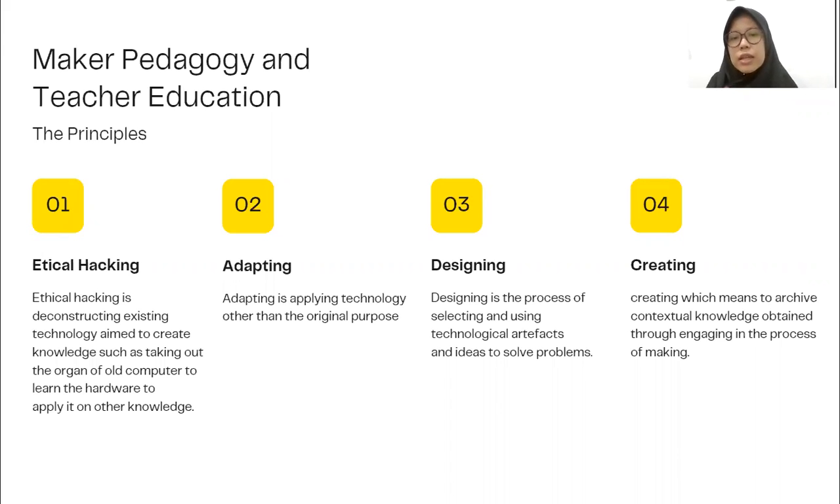And then designing. Designing is a process of selecting and using technological artifacts and ideas to solve a problem, like using tape, batteries, and LEDs to design a decorative circuit that can be integrated into clothing. And then the last one is creating. Creating means to acquire contextual knowledge obtained through engaging in the process of making. Let's say playing a video game to design a maker space, where the makers engage in playing a video game to check whether it works properly or not.